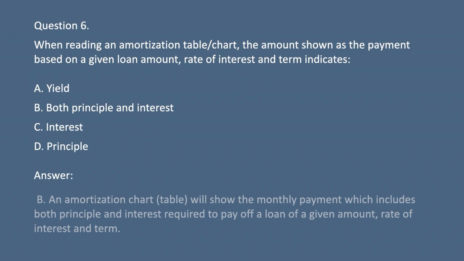An amortization chart or table will show the monthly payment, which includes both principal and interest required to pay off a loan of a given amount, rate of interest and term.